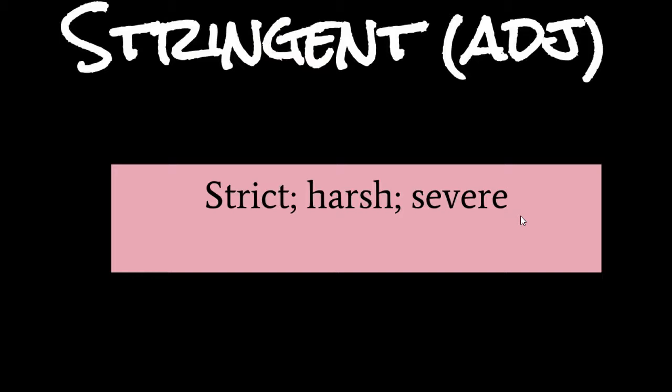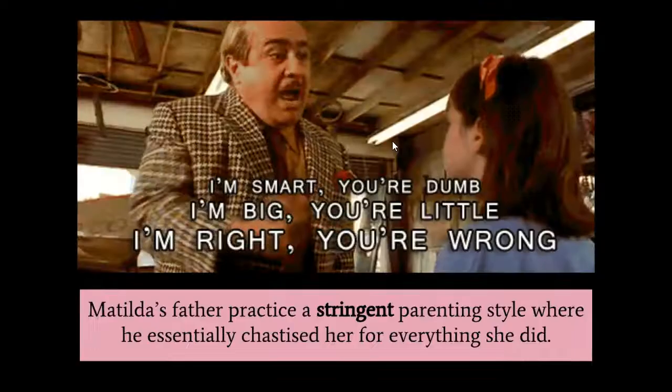Alright, so next up we have the word stringent, which is an adjective, and it means strict, harsh, and severe. So it has some similarities to the word austere. They're not exact, but they do have some similarities.